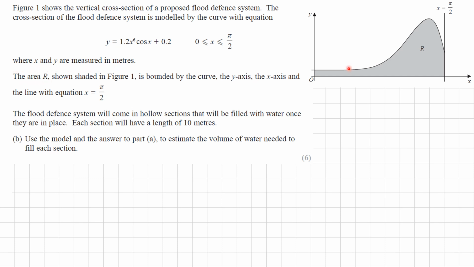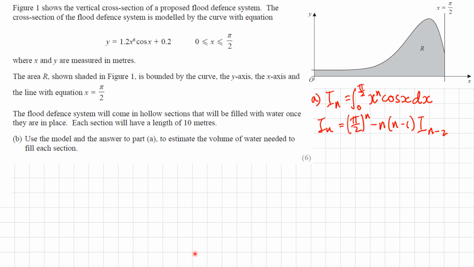The area R shown shaded in figure 1 is bounded by the curve, the y-axis, that's here, the x-axis, that's here, and a line with equation x is equal to pi over 2. The flood defence system will come in hollow sections that will be filled with water once they are in place. Each section will have a length of 10 meters. Part B, use the model and the answer to part A to estimate the volume of water needed to fill each section.